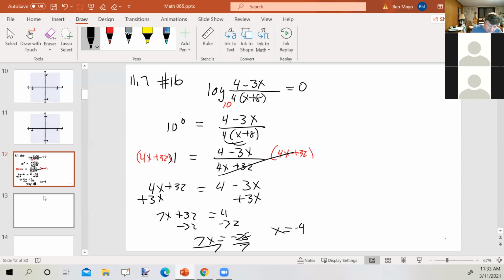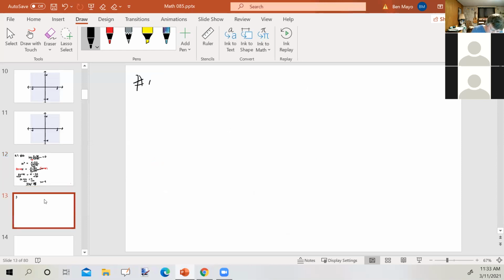Okay. Next, we're going to look at number 17. It says solve the equation, give the exact solution, enter your answers as a comma-separated list. If there's no solution, enter no solution. It says e to the 5x equals 30.